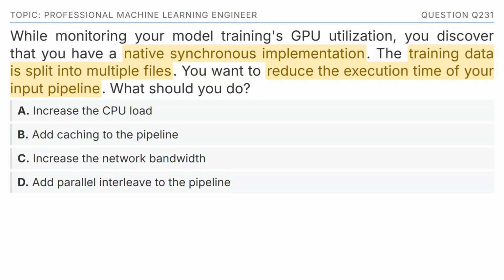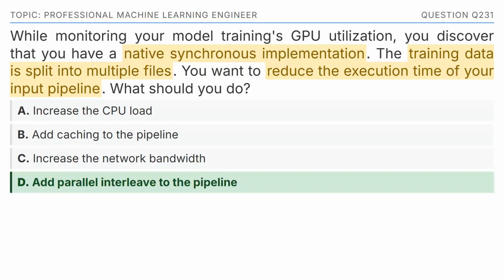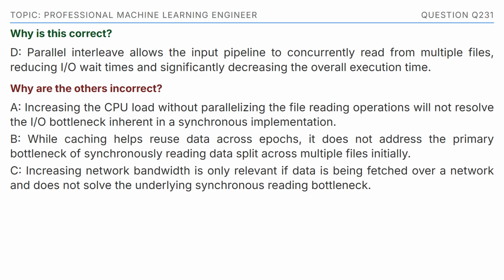To arrive at the correct answer, we focus on the keywords, native synchronous implementation, training data is split into multiple files, reduce the execution time of your input pipeline. Correct answer is option D, add parallel interleave to the pipeline. Why is this correct? D. Parallel interleave allows the input pipeline to concurrently read from multiple files, reducing I/O wait times and significantly decreasing the overall execution time.